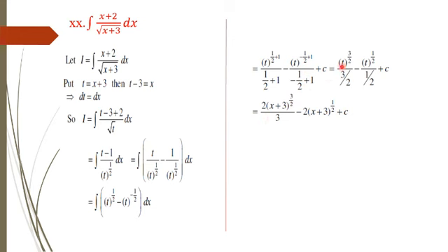Replace the value of t, which is x plus 3. And our final answer is 2 over 3 times x plus 3 raised to power 3 by 2, minus 2 times x plus 3 raised to power 1 by 2 plus c, which is our final answer. Power 1 by 2 can be written as square root of x plus 3.